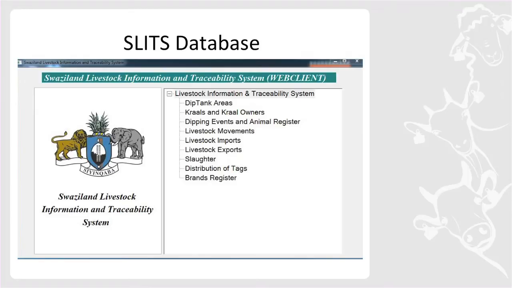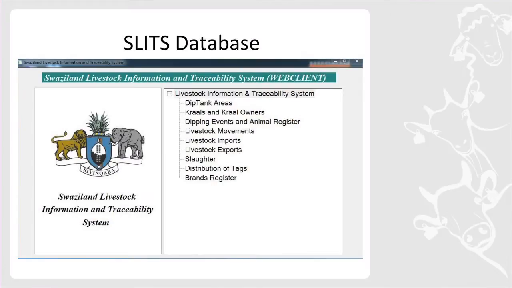And then we have the livestock movement module, where we issue the local, within the country movements. And then we have the livestock imports, where we issue the import permits. Livestock export is for those leaving the country, those which are being terminated from the database. And then we have the slaughter module. This is mostly used by the export abattoir. It has the ante-mortem inspections, your meat inspection, your residue, and so on and so forth. And then we have a module that deals with the ordering and distribution of the ear tags. And then we have the brands register for the owners' brands.